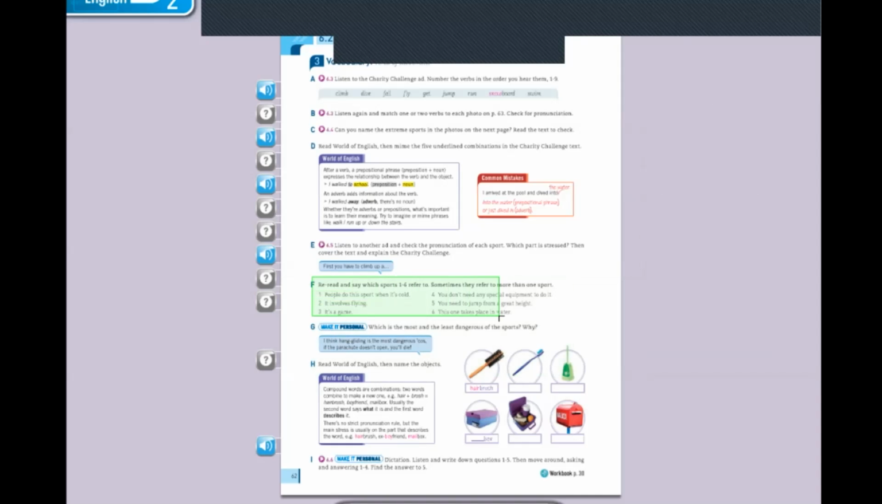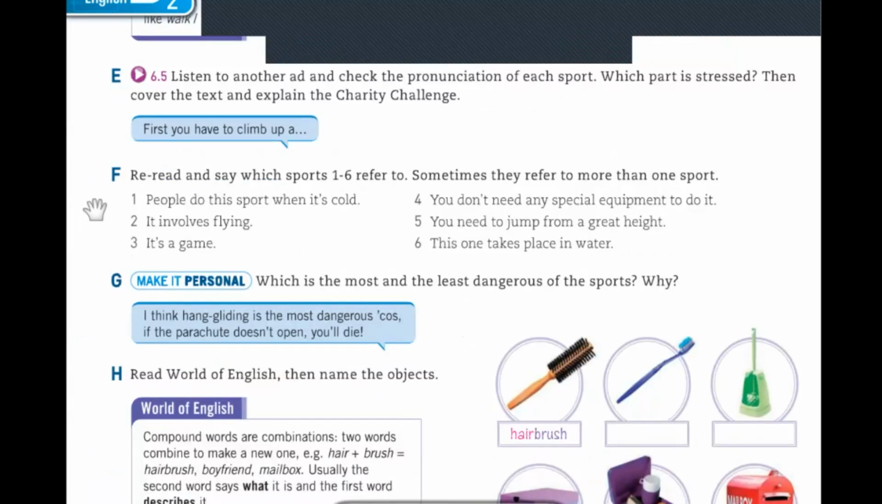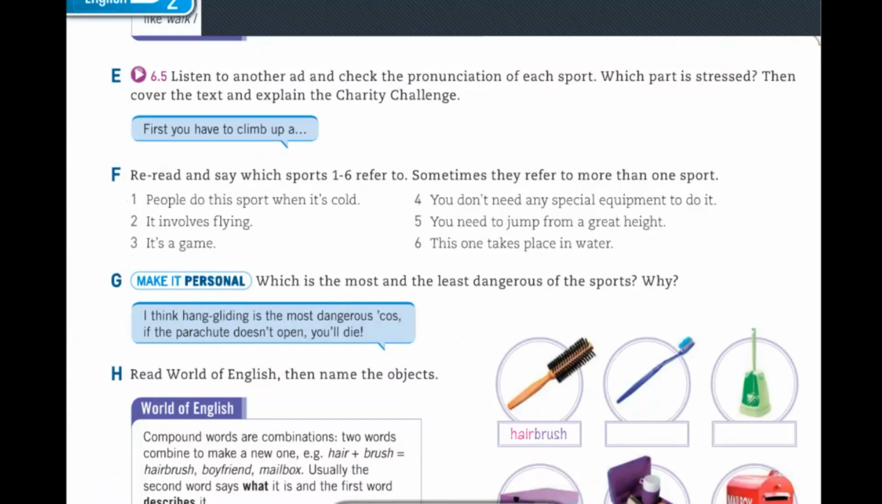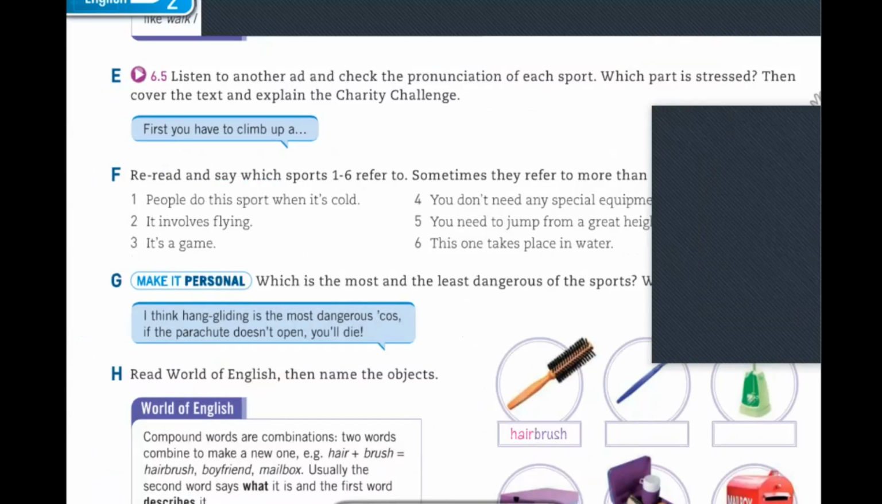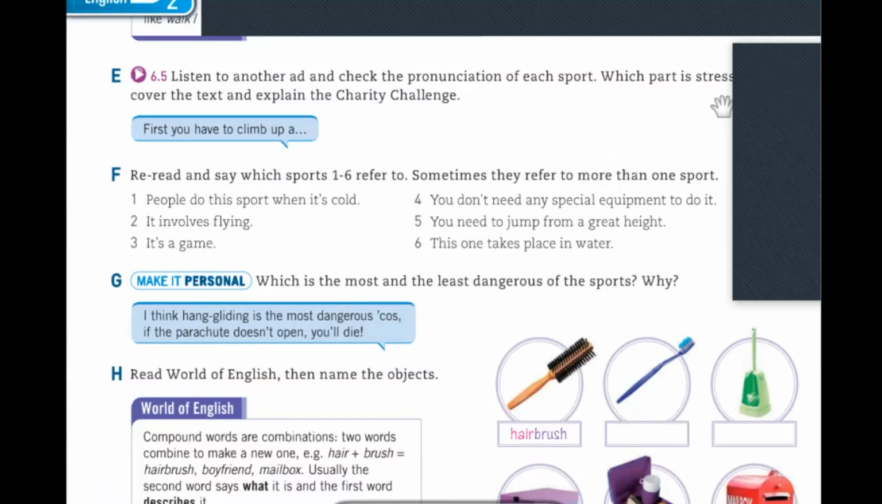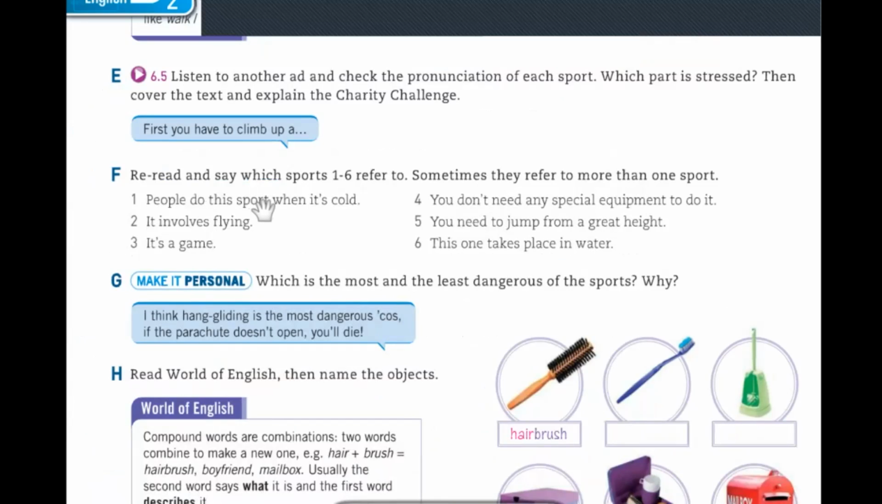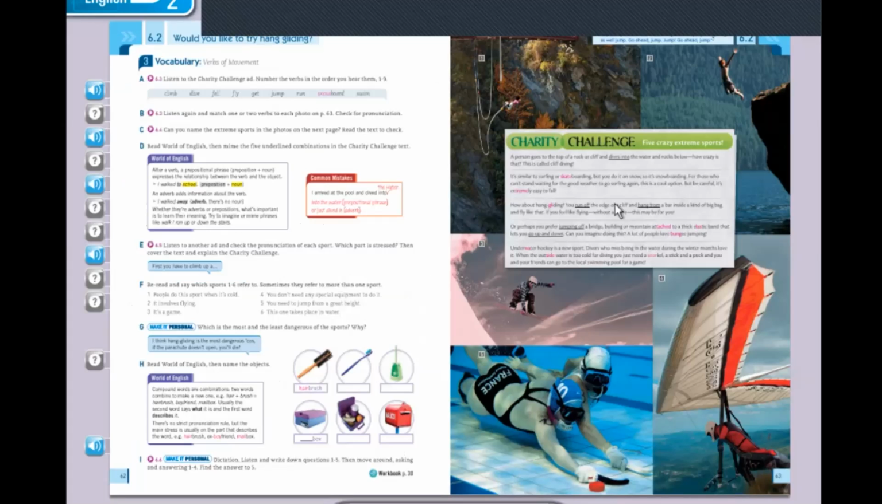Well, let's complete it. Help me out with this one, please. People do this sport when it's cold. You have to choose from the list. What is the sport? Snowboarding. Snowboarding, thank you. Second, it involves flying. Which one of those involves flying?